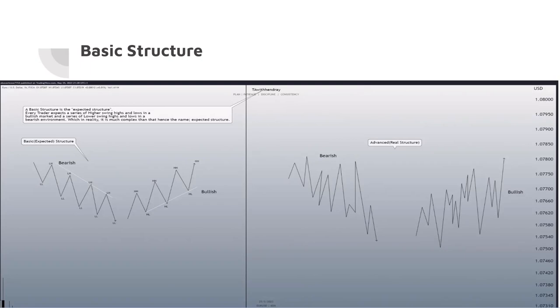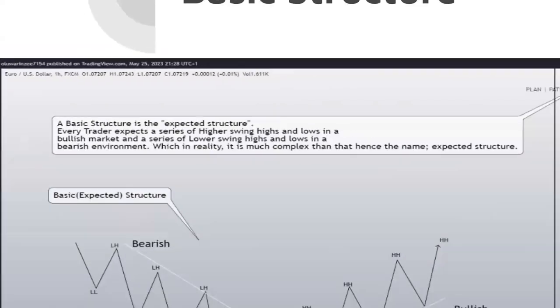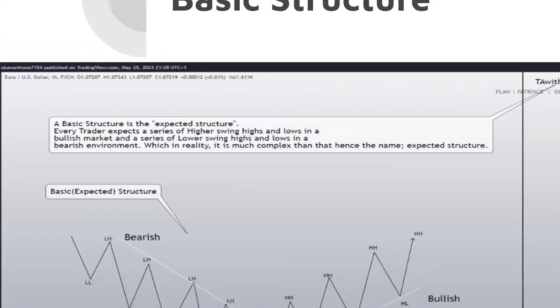All right, of course, we are starting from the very foundation, which is basic structure. When we are dealing with basic structure, what do we define it as? We define basic structure as the expected structure. Every trader expects a series of higher swing highs and lows in a bullish market and a series of lower swing highs and lows in a bearish environment, which in reality is much more complex than that, hence the name expected structure.